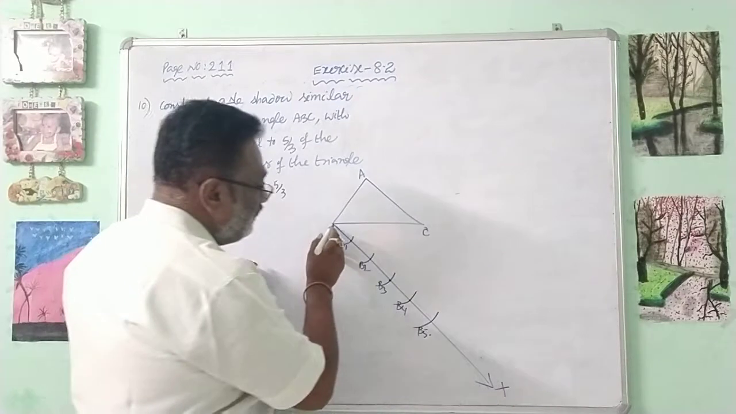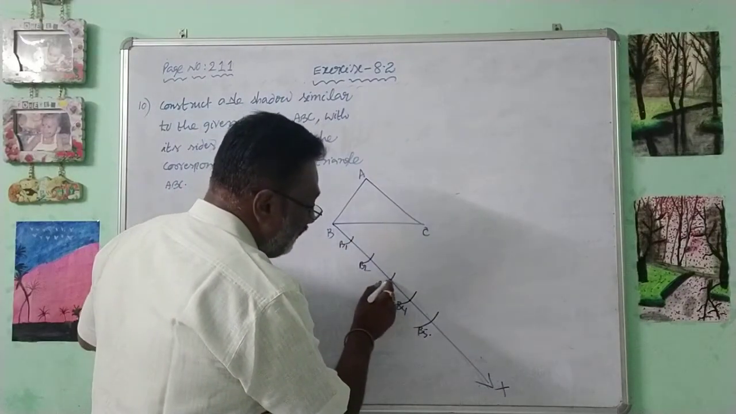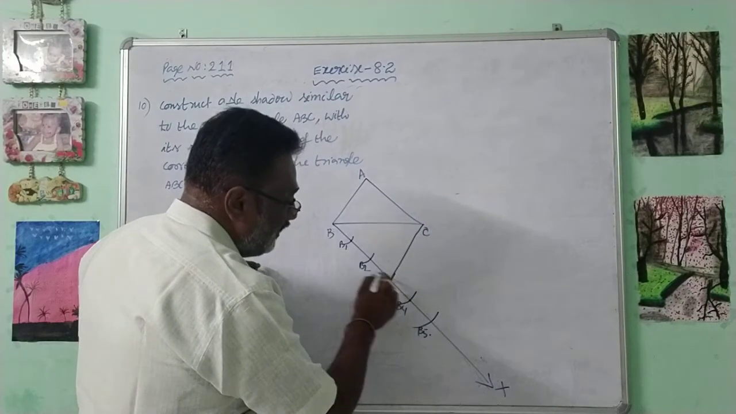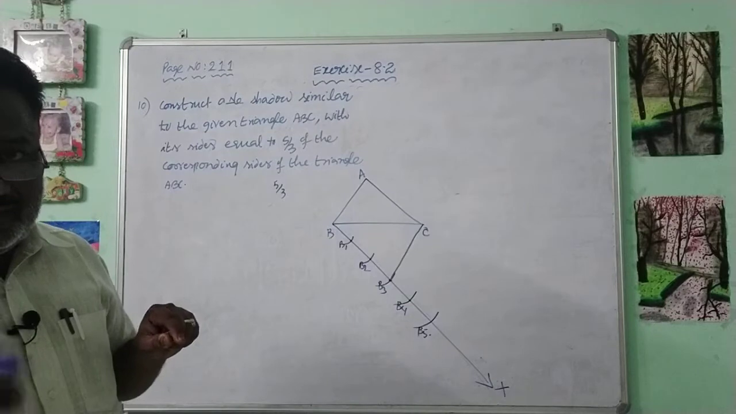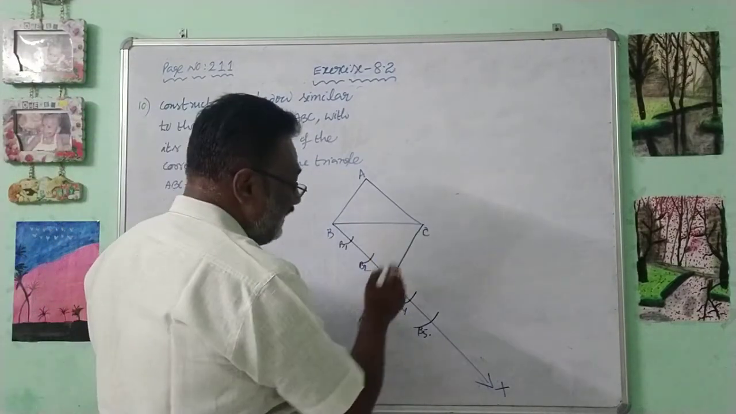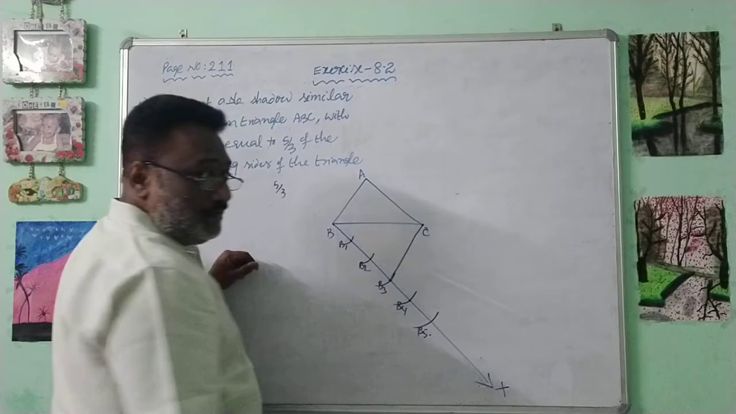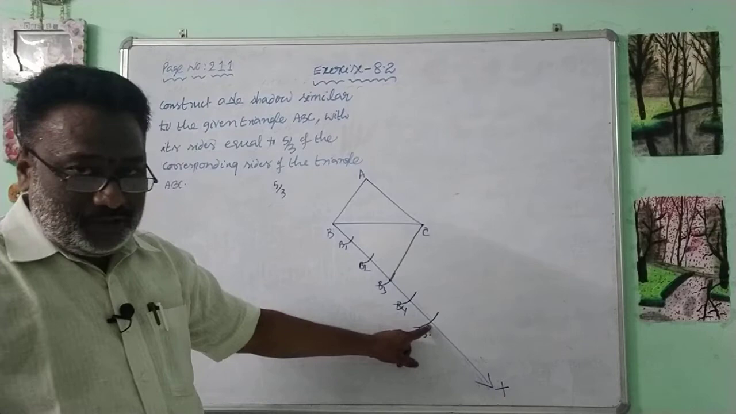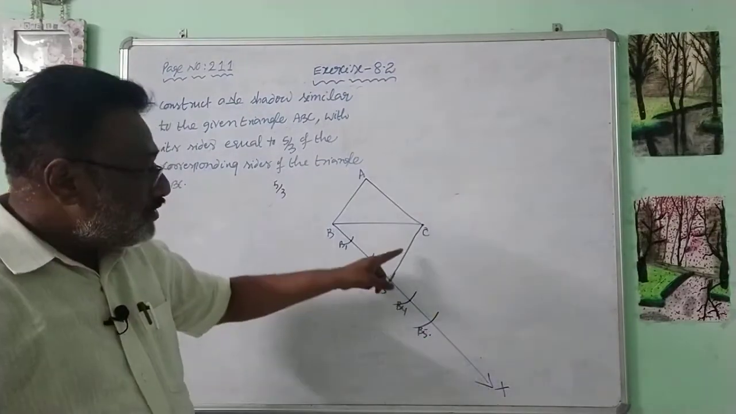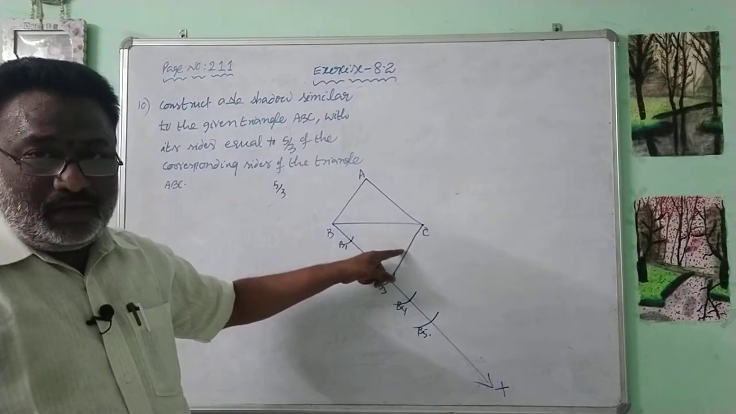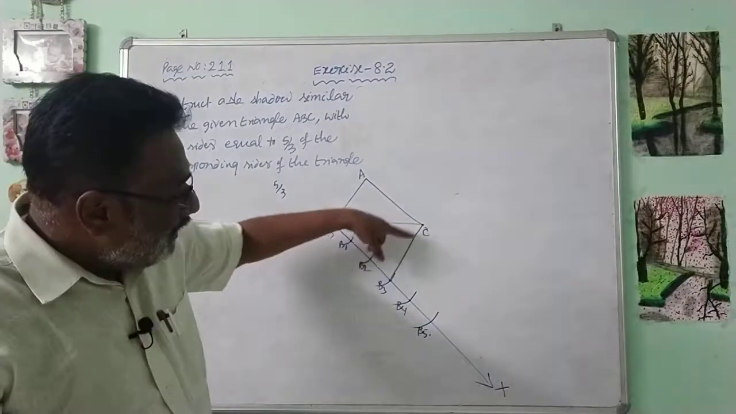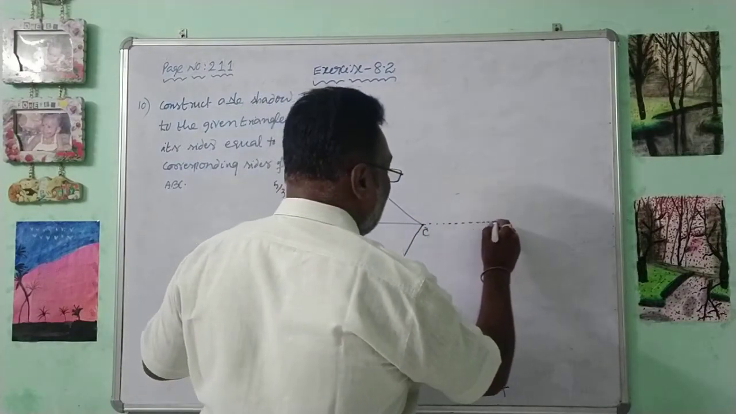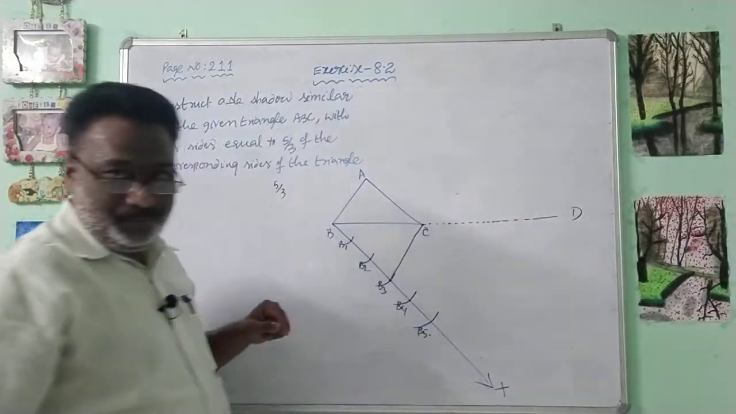So what is the third part here? First part, second part, third part. This part we need to join to one of the vertices of triangle ABC. That's all. So after joining this third part, B3, to vertex C of triangle ABC, this is the fifth part, you know. From this fifth part, we need to draw one parallel line to this B3C to meet BC.